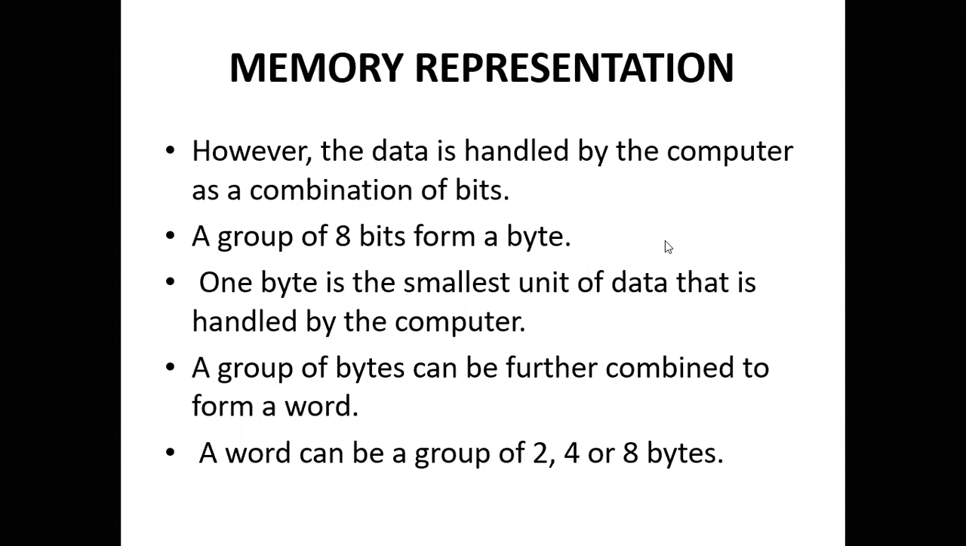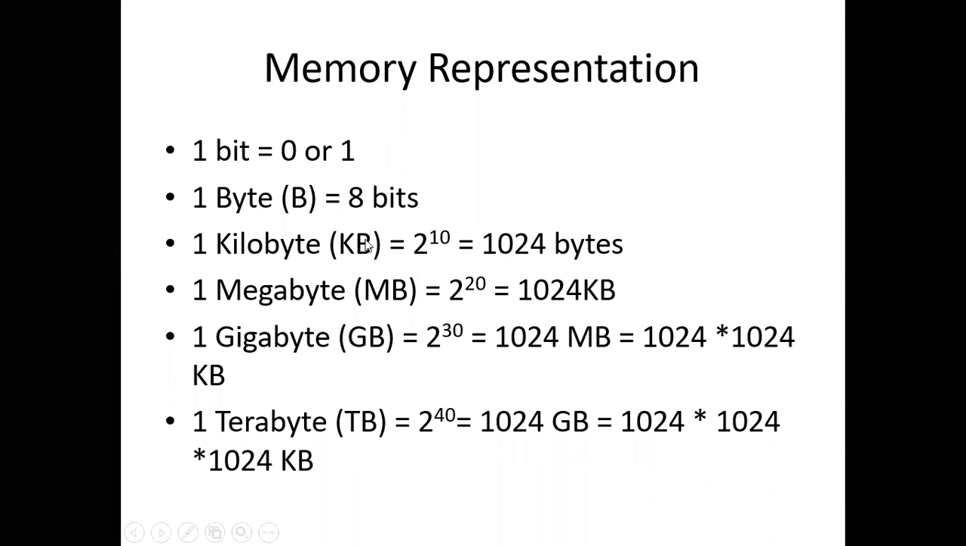All right, in terms of the representation, this is what we can provide. When we talk about memory, we've said the smallest size is 1 bit, and a bit is just a single binary digit, either a 0 or a 1. Then a collection of 8 bits will give us 1 byte. Then a collection of 1,024 bytes will give us 1 kilobyte.